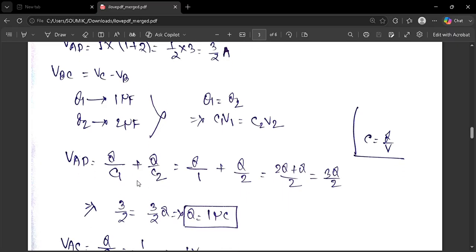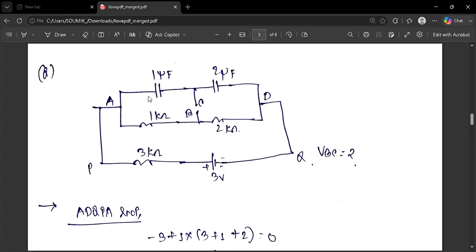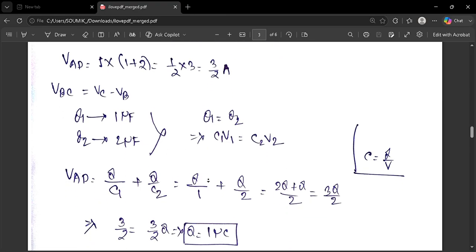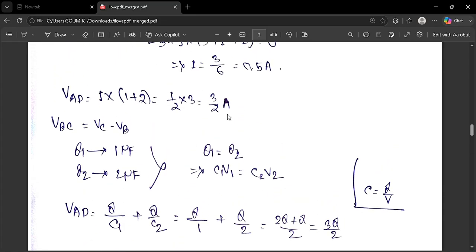VAD is equal to Q by C1 plus Q by C2, as C is equal to Q by V. VAD is equal to the potential difference between the two plates of each capacitor plus the potential difference between the two plates of these capacitors. So VAD is basically Q by C1 plus Q by C2, and VAD is equal to this. This will be 3 by 2 volt, not ampere.